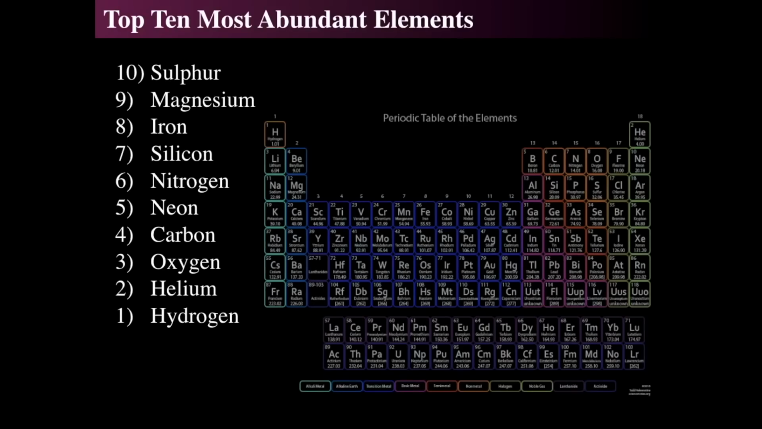So the 10 most abundant elements in the entire universe are hydrogen, helium, starting at the top, all the way down to sulfur and magnesium.